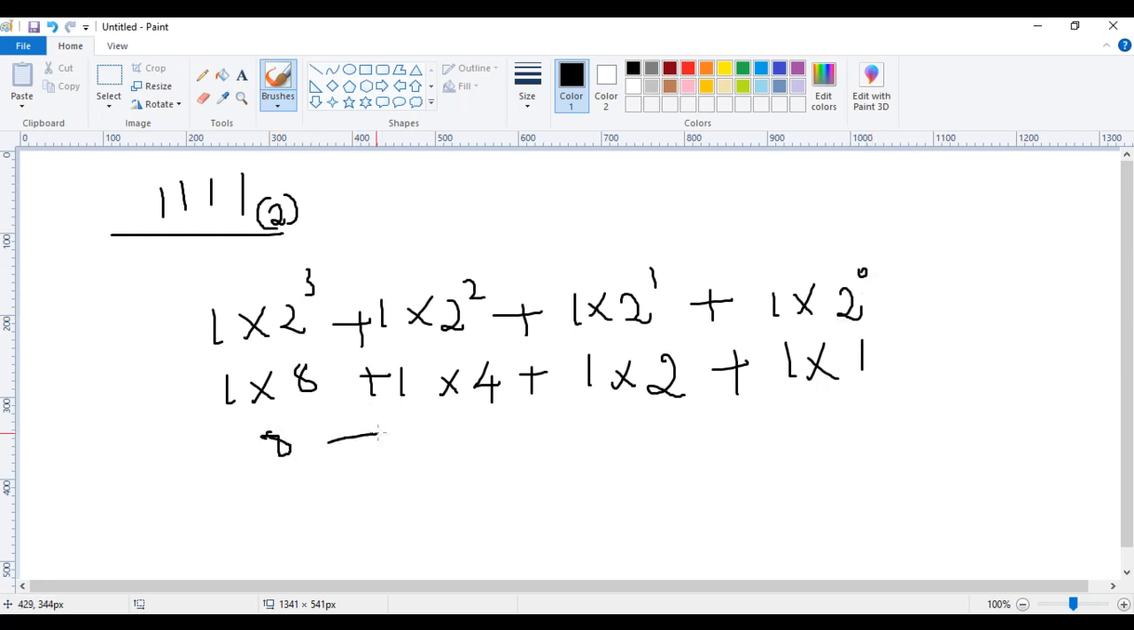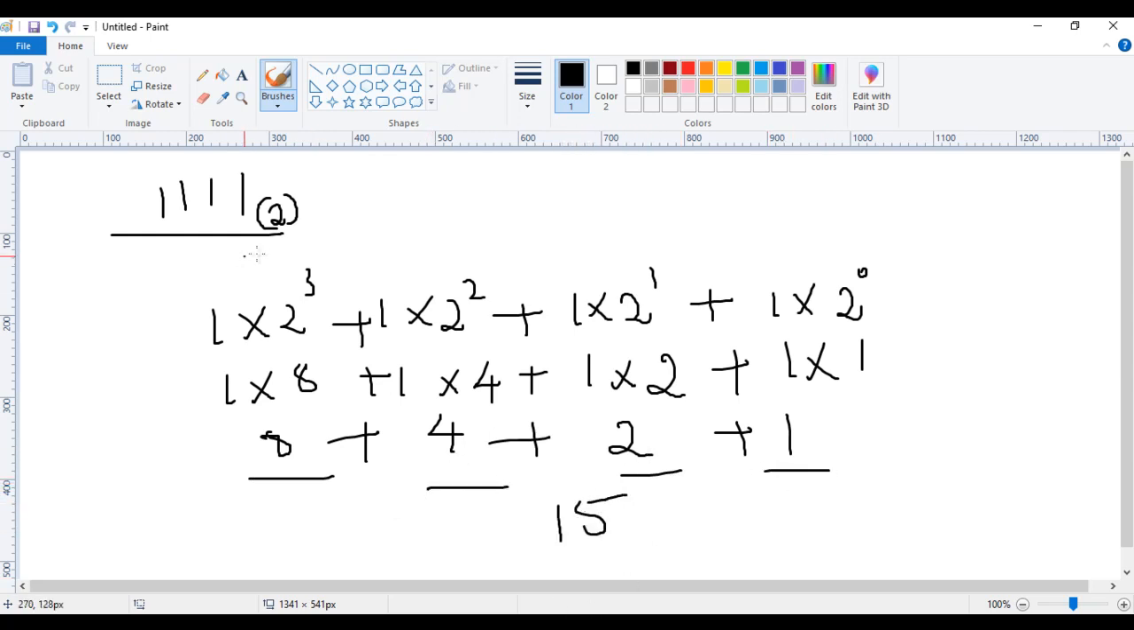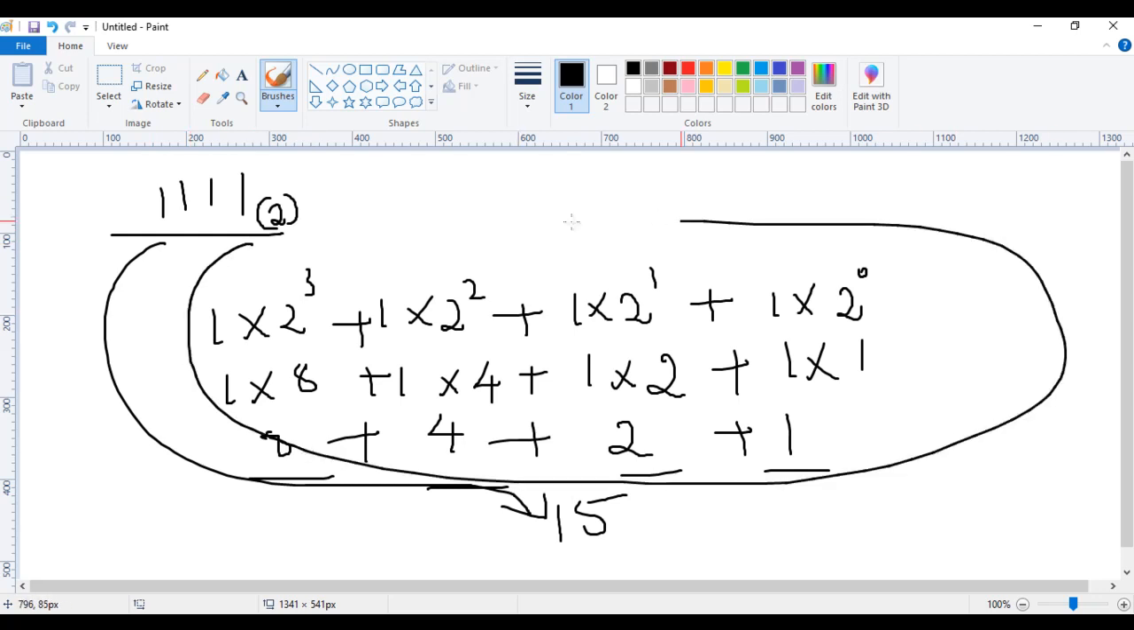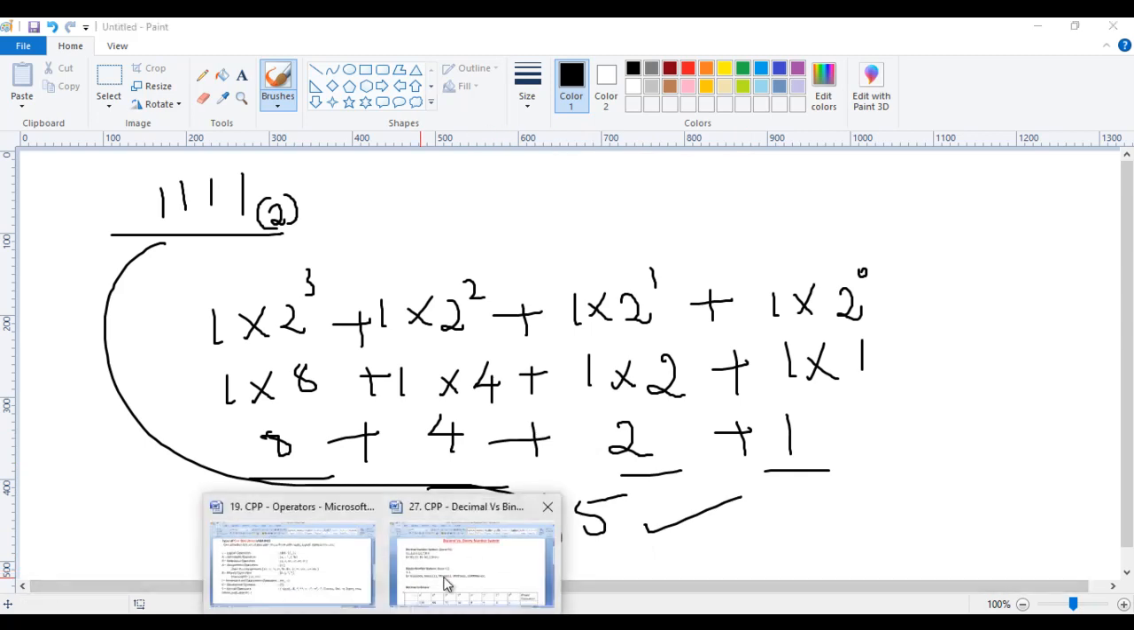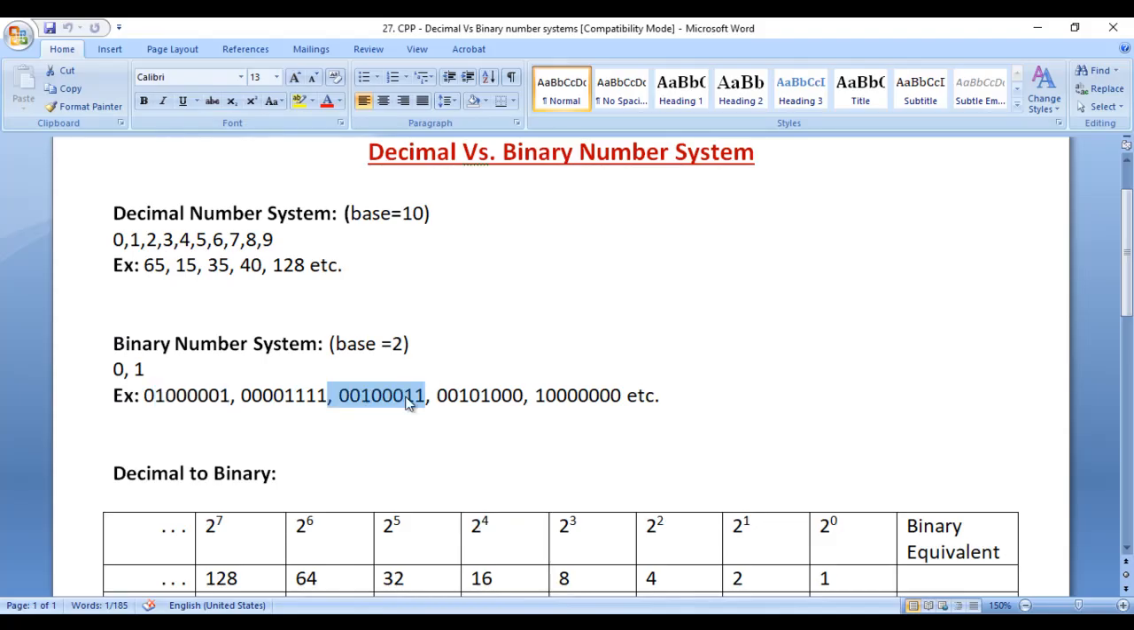8 into 1 is 8, plus 4 into 1 is 4, plus 2 into 1 is 2, plus 1 into 1 is 1. 8 plus 2 is 10. 10 plus 4 is 14. 14 plus 1 is 15. So 1111 indicates 15. So that is how we convert a binary number to decimal equivalent number, guys. I suggest you try other numbers. These numbers you try, guys.